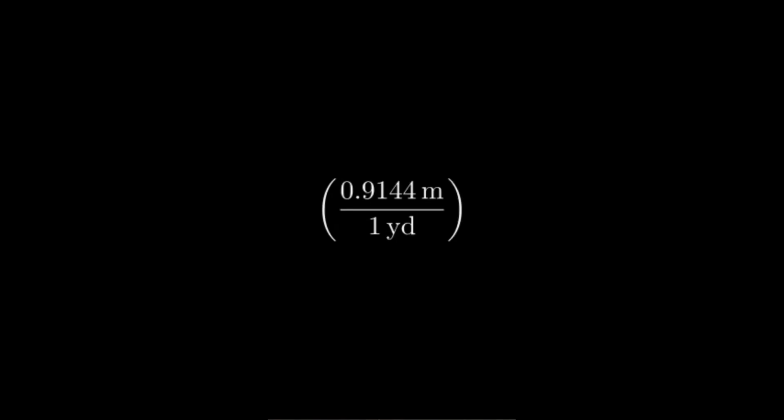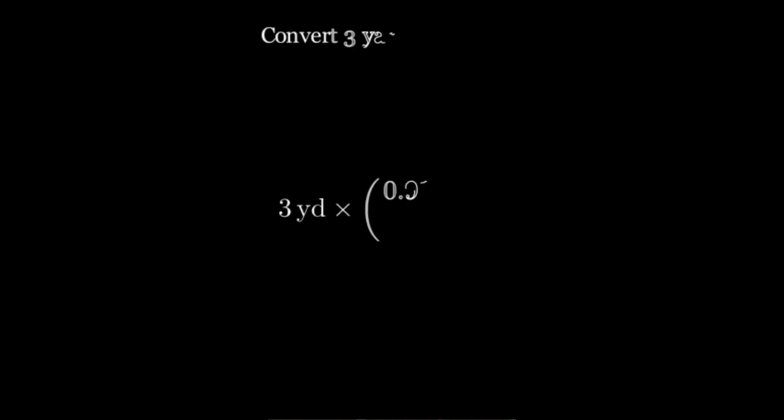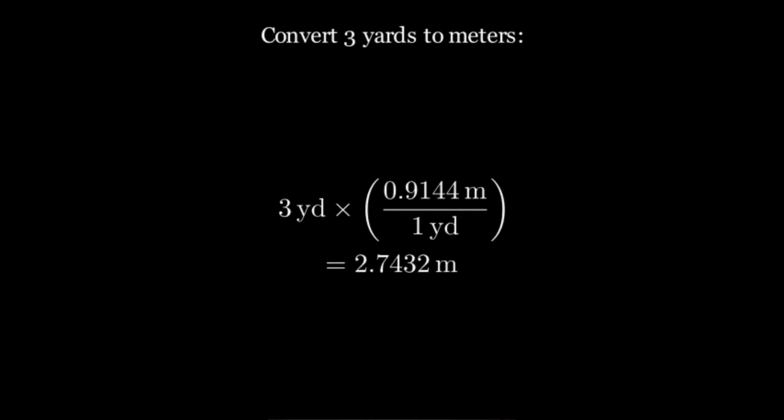There are 0.9144 meters in 1 yard. So we use this conversion factor. Convert 3 yards to meters. The answer is 2.7432 meters.